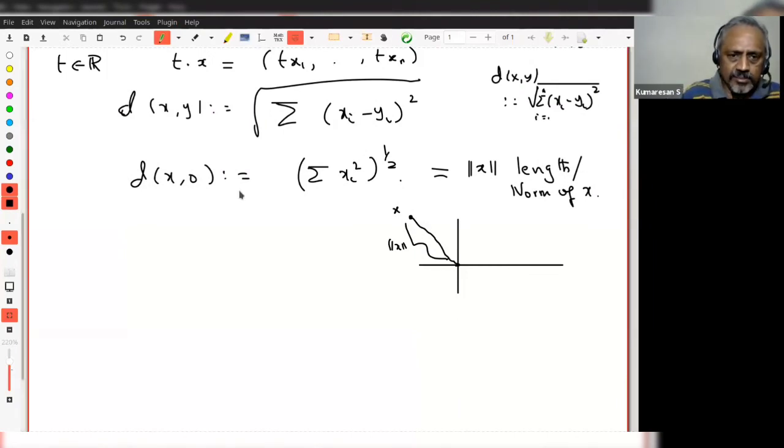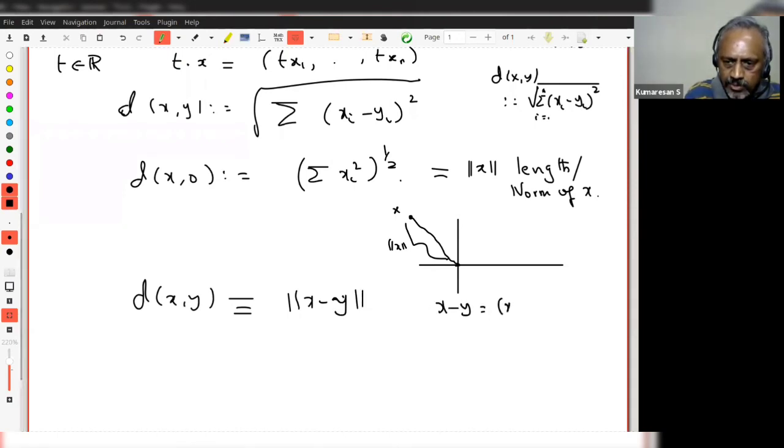In terms of the length of the vector, notice that d(x, y) is nothing other than the norm of the vector x minus y. What is x minus y? It is (x1 minus y1, ..., xn minus yn). Therefore, the norm of this is going to be this. That is nothing other than the distance.